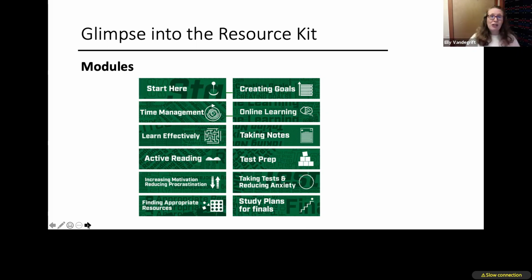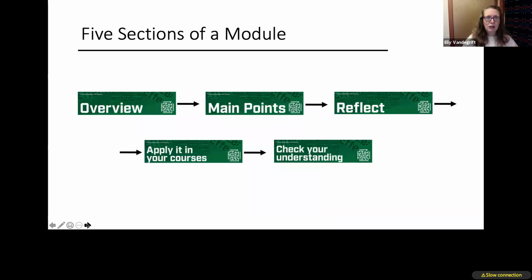And then we also found that students are struggling with creating goals. What's the etiquette around online learning? What do you do if you're in a time zone difference than your faculty member? How to prepare for tests, how to reduce test anxiety, and that wraps into thinking about how to study for a finals plan, planning for finals.